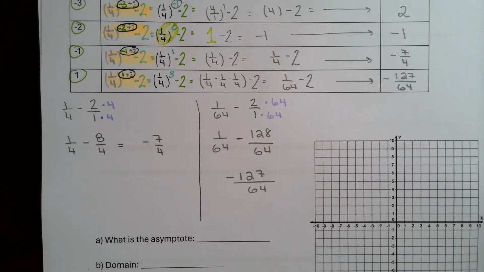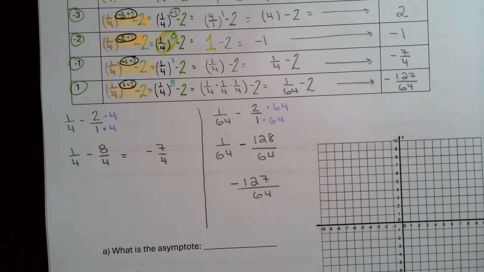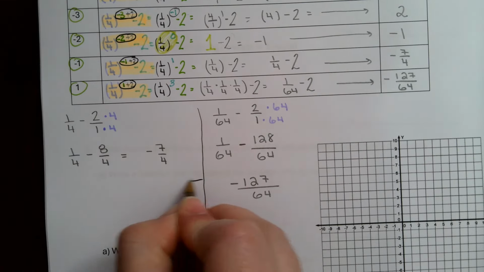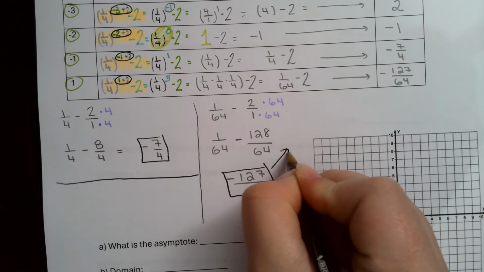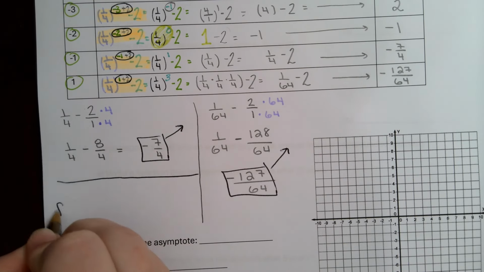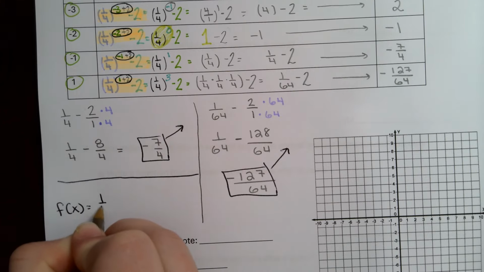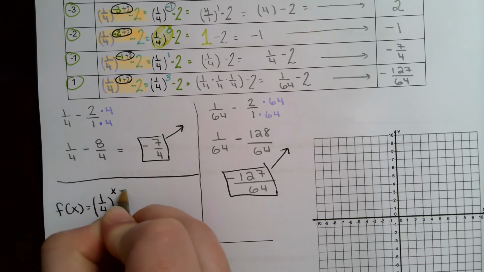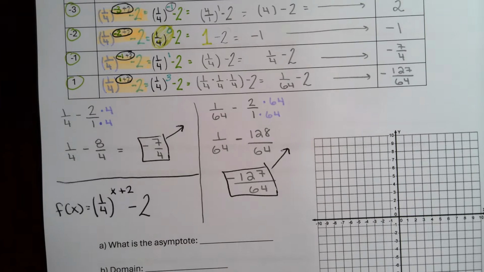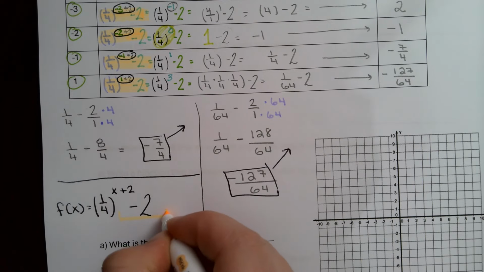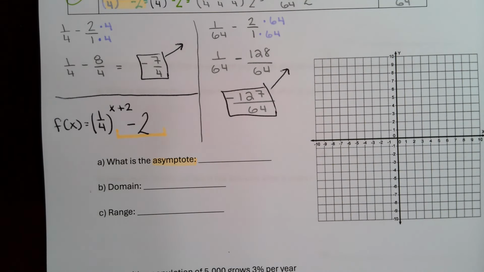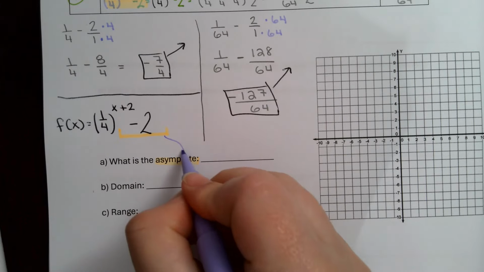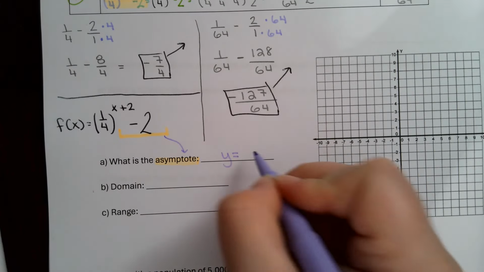Okay, let's go ahead and take a look at our function. I'm going to copy it down here. And I'm going to write arrows. That's where we put the answers. Our function f of x is equal to 1/4 to the power of x plus 2 minus 2. And the reason I wrote this down is because the next question is asking us for our asymptote. Our asymptote is always going to be our k value, and it looks like our k value here is negative 2. To write the asymptote, you have to write this in the form of an equation.